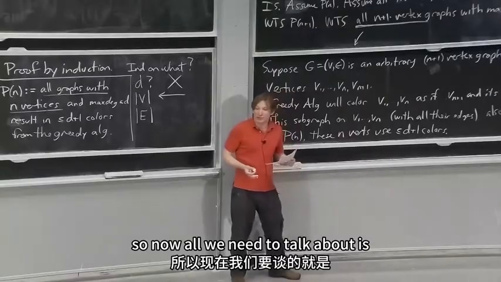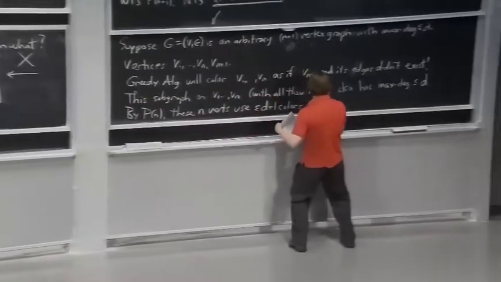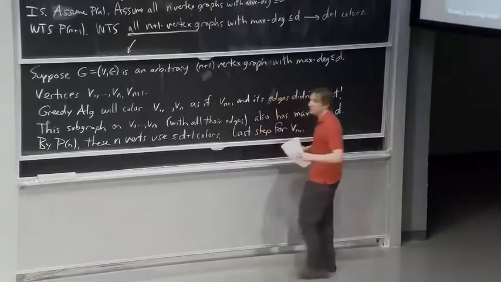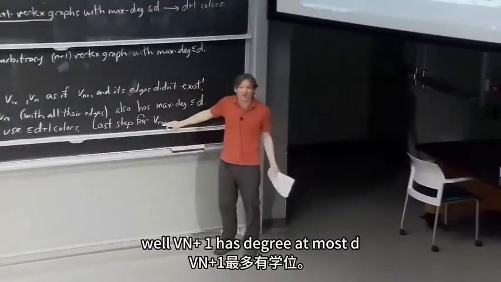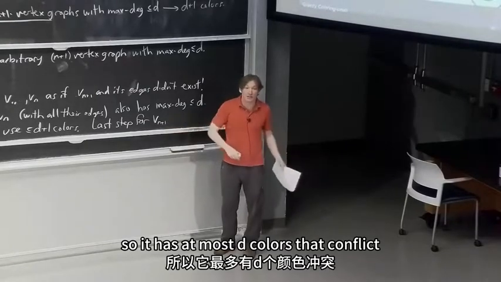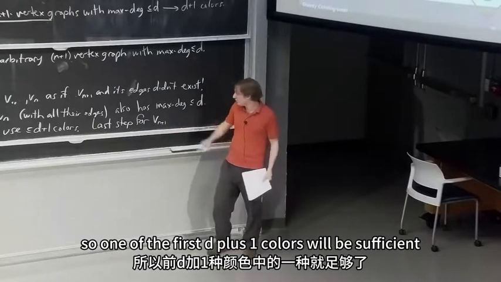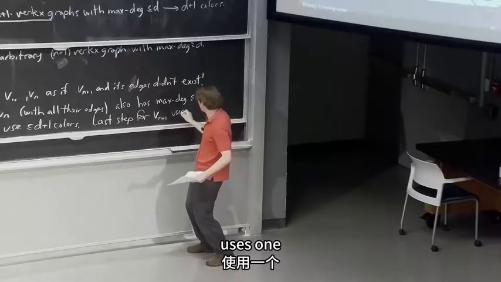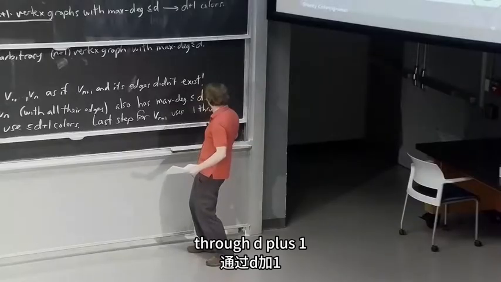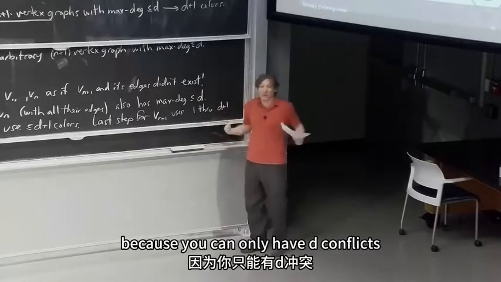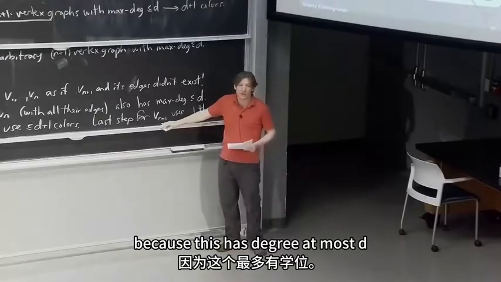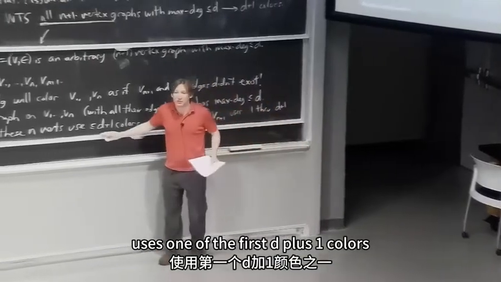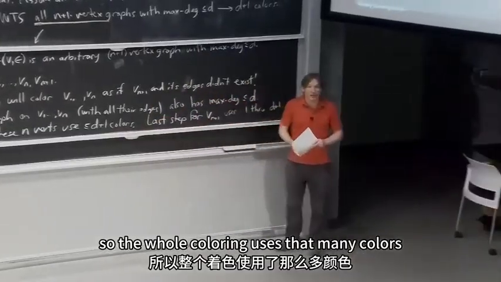So now all we need to talk about is the last step of the greedy algorithm. Last step for vn plus 1. Well, vn plus 1 has degree at most d. So it has at most d colors that conflict. So one of the first d plus 1 colors will be sufficient. It uses one of these colors, 1 through d plus 1, because you can only have d conflicts since this has degree at most d. Therefore, the last vertex also uses one of the first d plus 1 colors. So the whole coloring uses that many colors, and we're done with the proof.